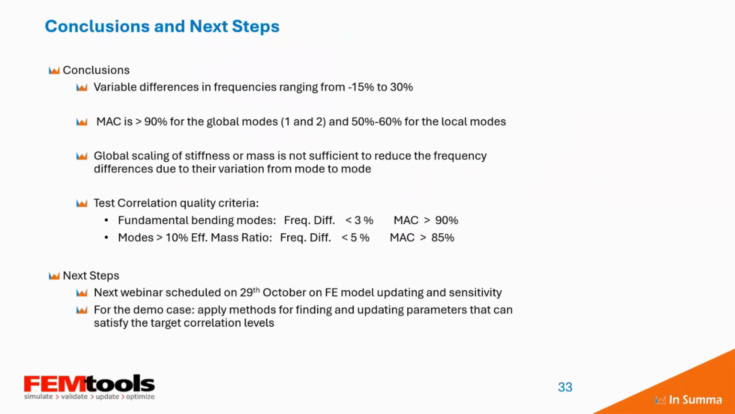And below here, we also have our test correlation quality criteria. The main idea here is to get the fundamental bending modes. So we want the frequency differences to be below 33% and also with a MAC greater than 90%. And for modes with effective mass higher than 10%, we would like to have a frequency difference less than 5% and a MAC greater than 85%.